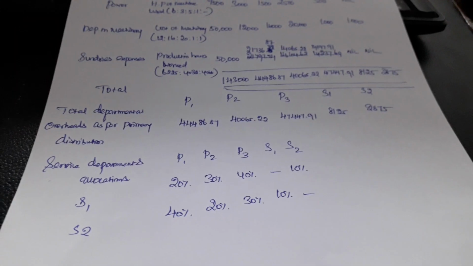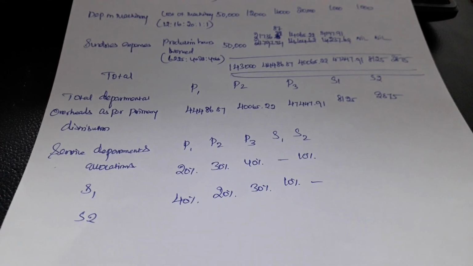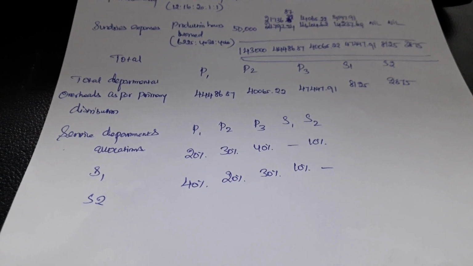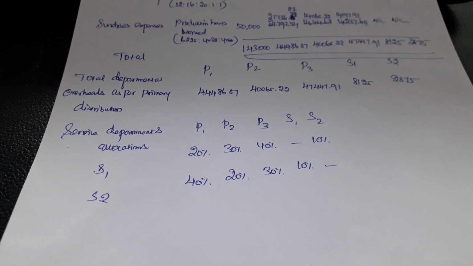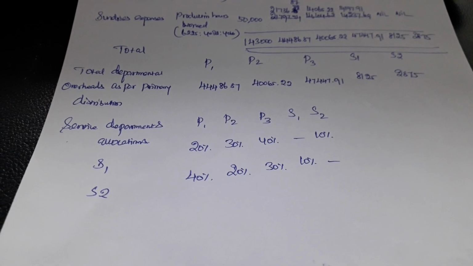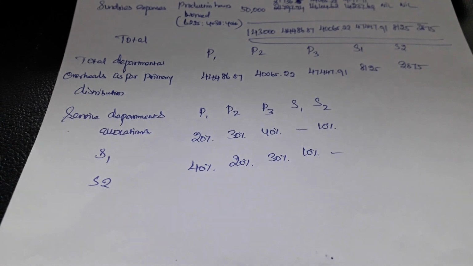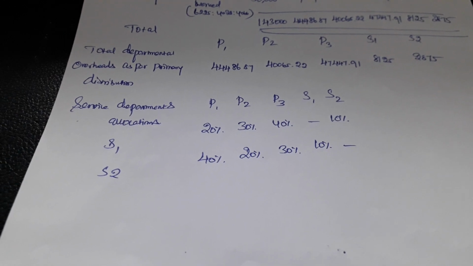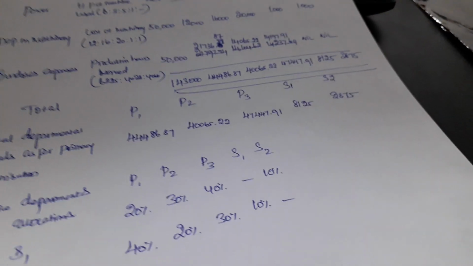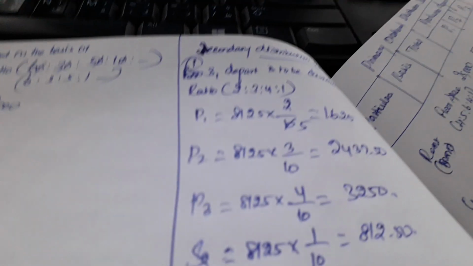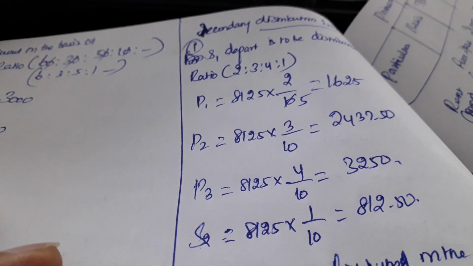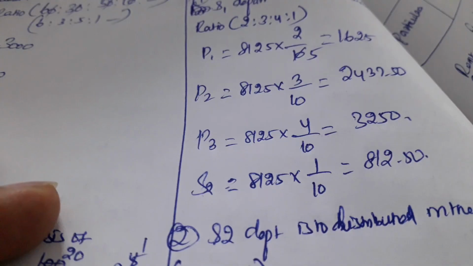Then the service department values we have to distribute to production departments. Total department overheads as per primary distribution, then service department allocations. It is given in the problem, S1 and S2. Here is the working note for service departments. S1 is to be distributed in the ratio 2:3:4:1. Then the value for that.